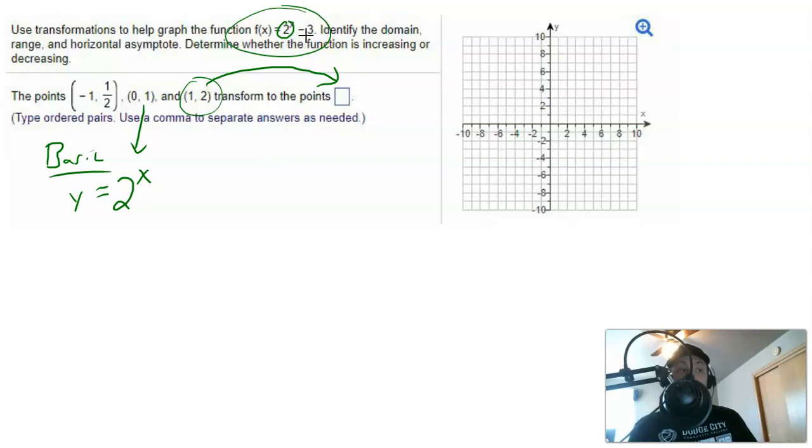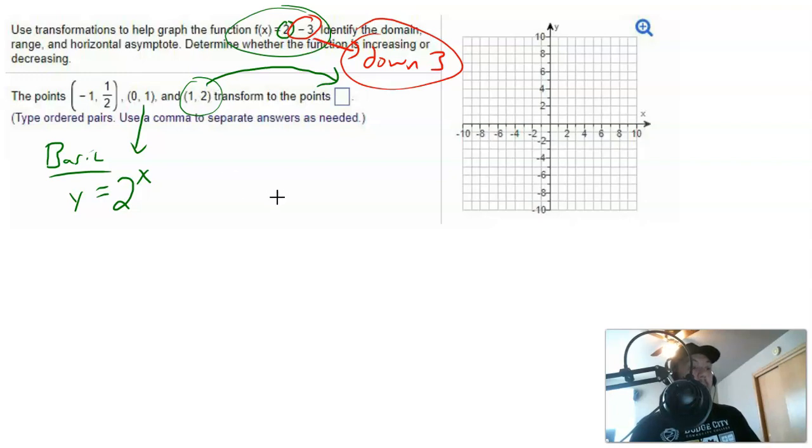So if you remember from chapter 2, when you have a minus 3 tacked on to the end of your function, that is going to shift the graph down 3. Right? So the -3 on the end is going to be vertical. It's either going to be up or down. Because it's negative, it shifts it down by 3.